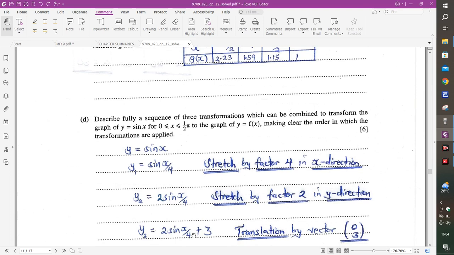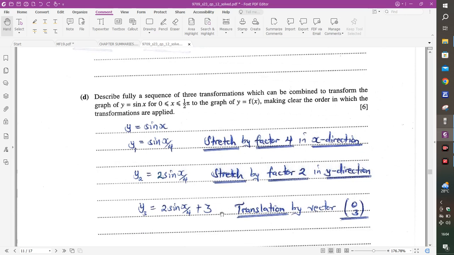And then you add it, this other end. Whether you add it first here or at the end, it's all the same. So therefore, this is a translation. Anything to do with addition or subtraction is a translation. Anything to do with multiplication or division, that is a stretch. And anything to do with change of sign, that is a reflection. But for this case, we don't have any reflection here.